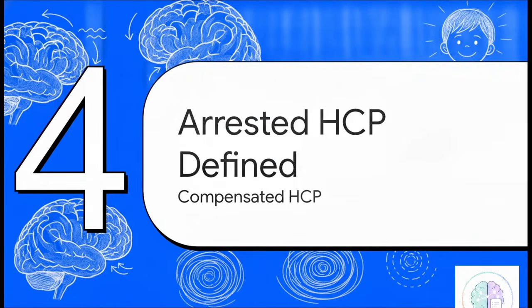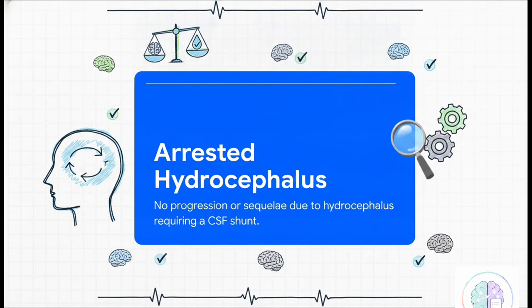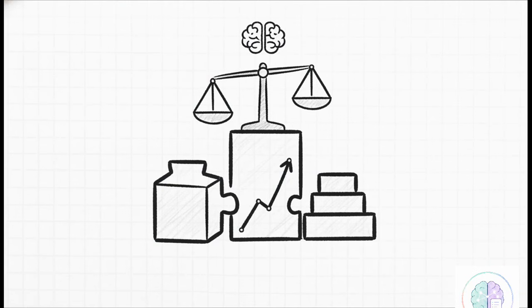Which brings us to Section 4, arrested hydrocephalus defined. So you'll often hear the medical community use the terms arrested hydrocephalus and compensated hydrocephalus interchangeably. What this refers to is a really specific situation where there's no progression and no deleterious sequelae from the hydrocephalus that would actually require a CSF shunt. Basically, it's like the patient's body has figured out a workaround and found a natural equilibrium all on its own. But to truly classify hydrocephalus as arrested in an unshunted patient, 3 exact criteria have to be met simultaneously. It's a delicate balance. First, the imaging needs to show near normal ventricular size.